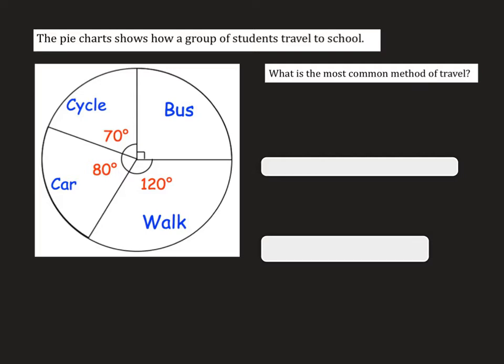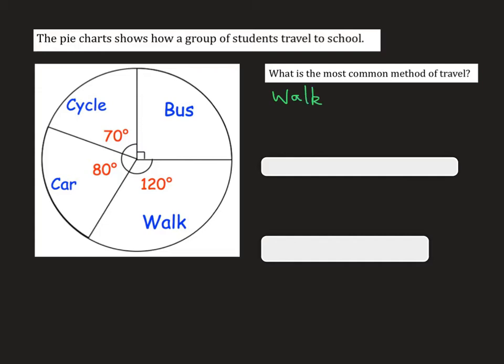So this pie chart shows how a group of students travel to school. So our first question is, what is the most common method of travel? So what do you think it is? Hopefully we said that it was walking.